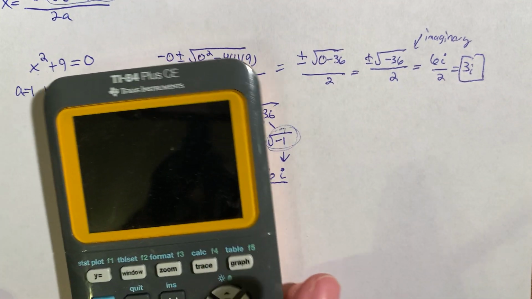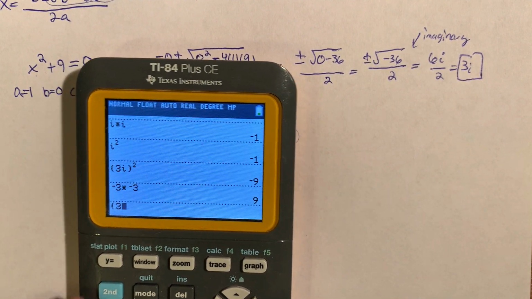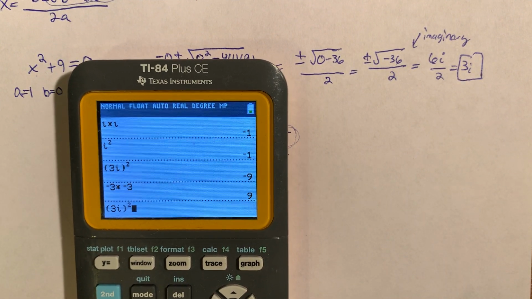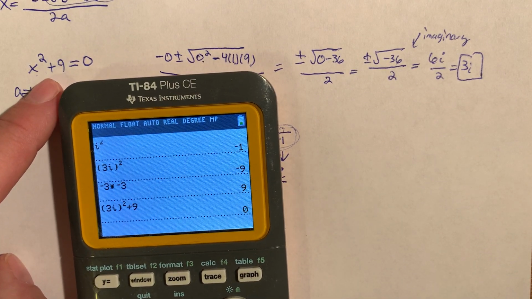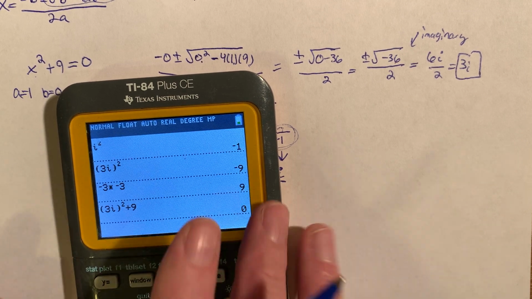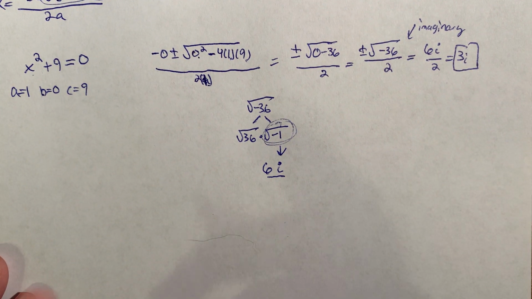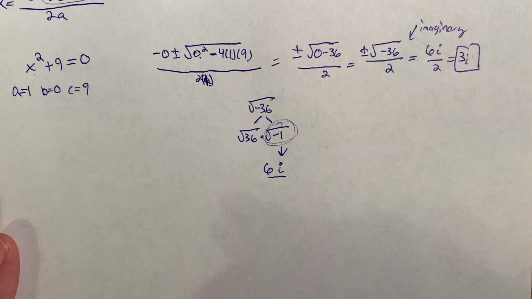If I do 3i squared and add 9, that will give me 0. It will make this equation true. And the reason is that 3i squared is -9. It is the square root of -9. So that's a solution to a quadratic.